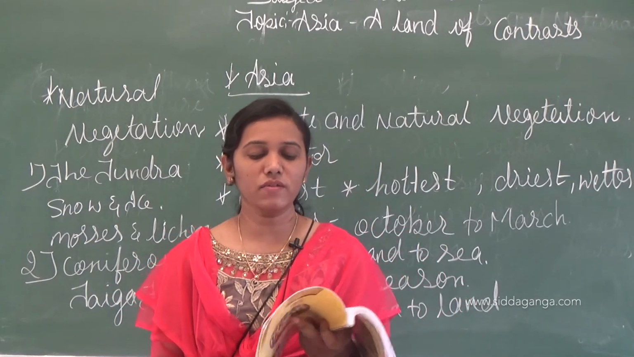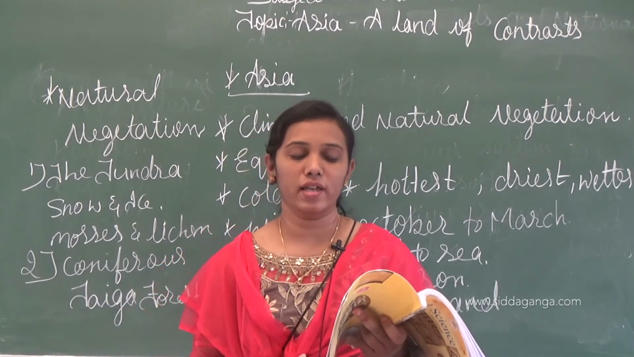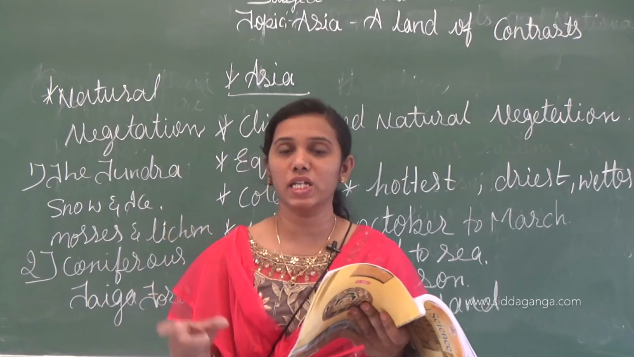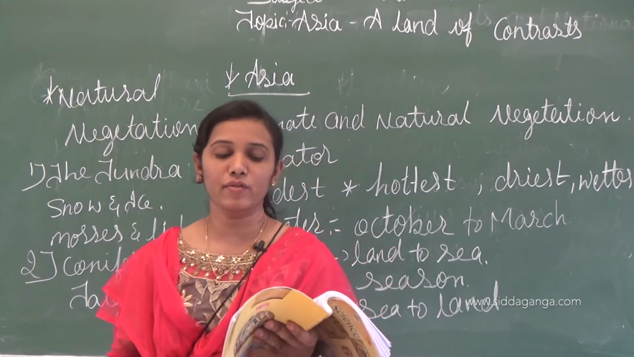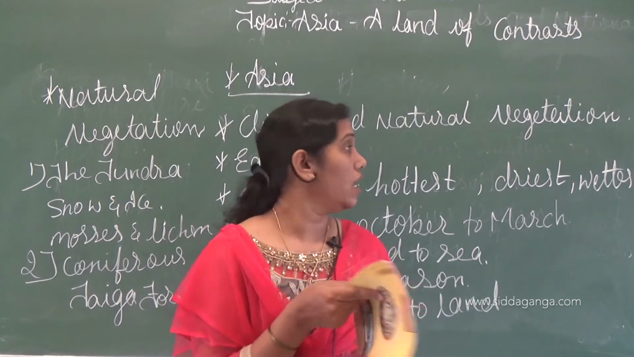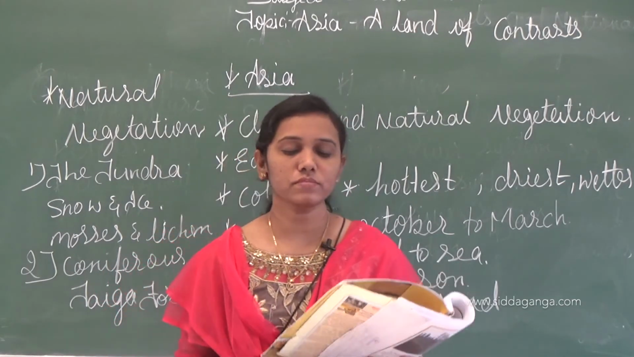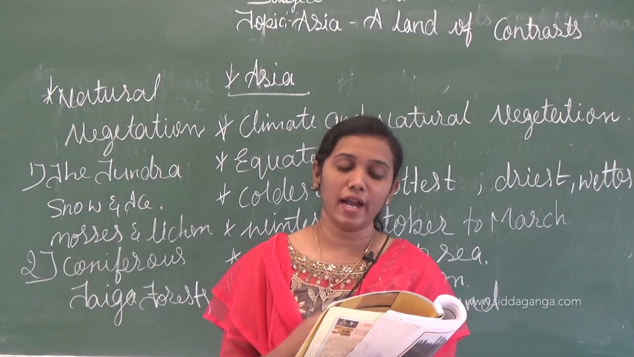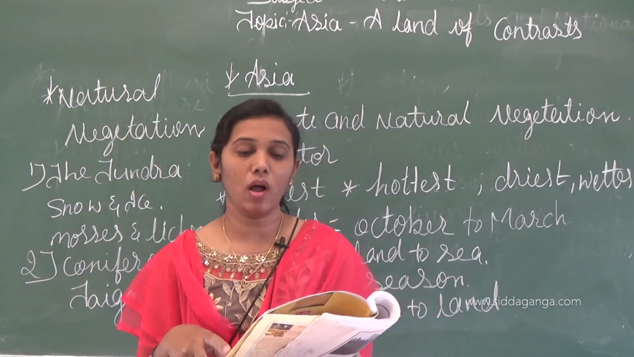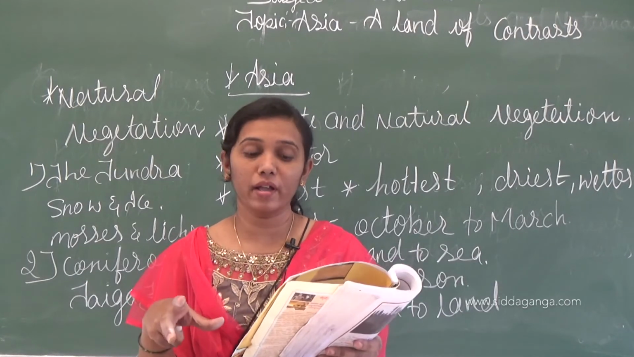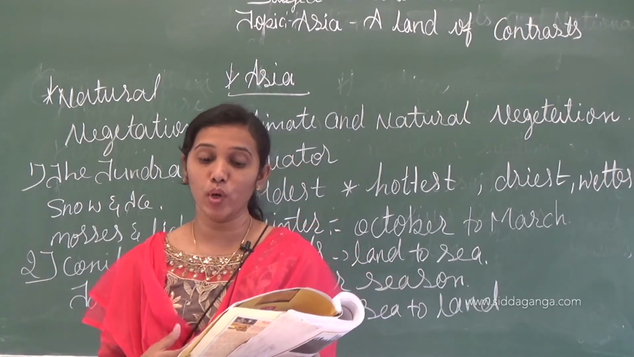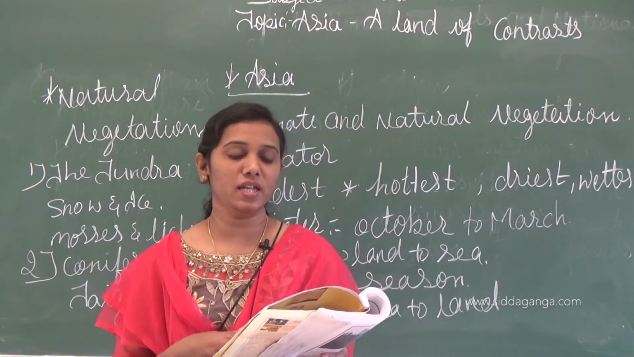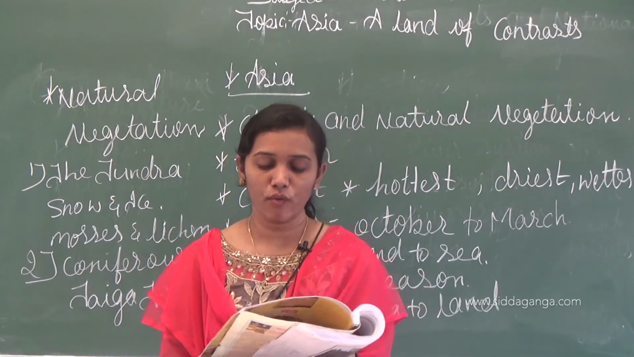Sixth one is equatorial forest. Equatorial forests are mainly found in East Asia and heavy rainfall areas of the monsoon lands. These forests are evergreen and the trees are quite tall, very big. Mahogany, ebony, rubber, bamboo and rosewood are the main trees of this forest.